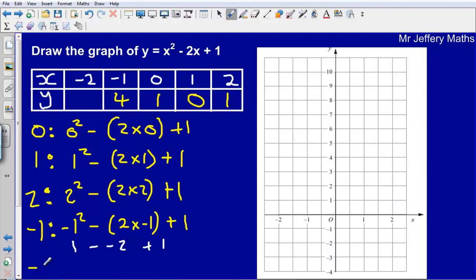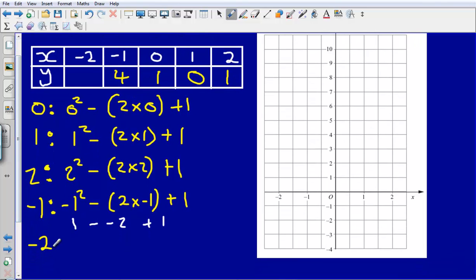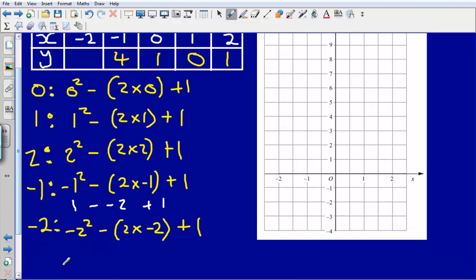And then lastly, negative 2. Let's go down a little bit to give ourselves a bit more space. Negative 2, so we've got minus 2 squared minus 2 multiplied by negative 2 plus 1. So again, let's work out what this will be. So minus 2 squared gives us an answer of 4. Then we've got minus minus 4 plus 1.